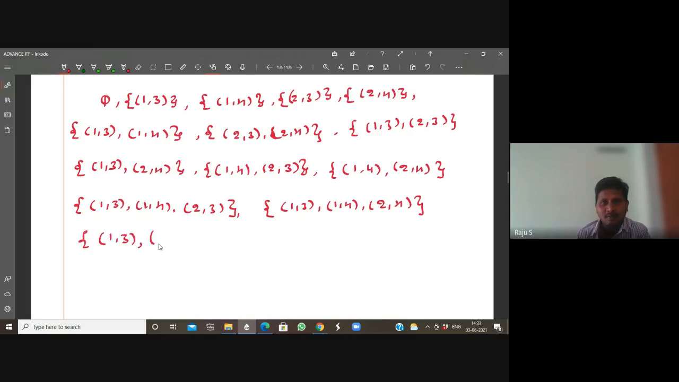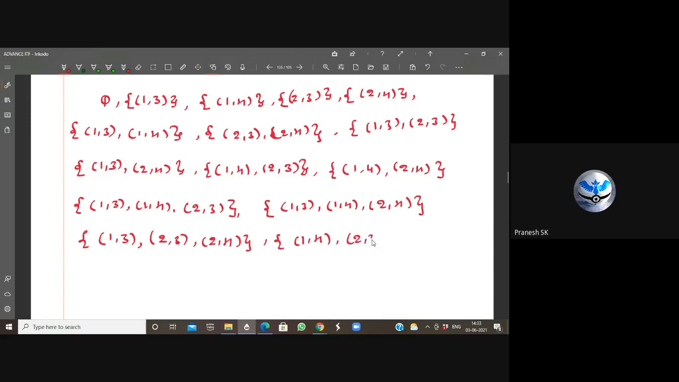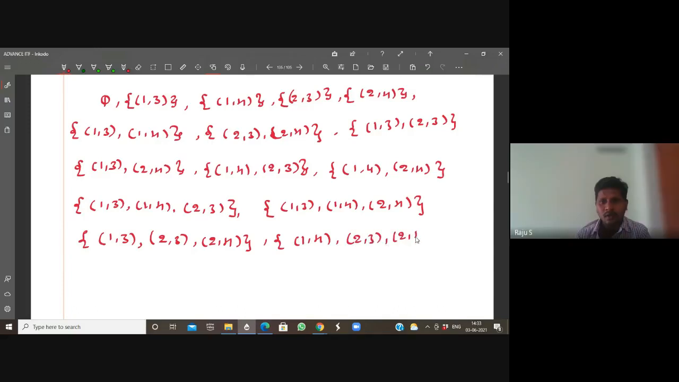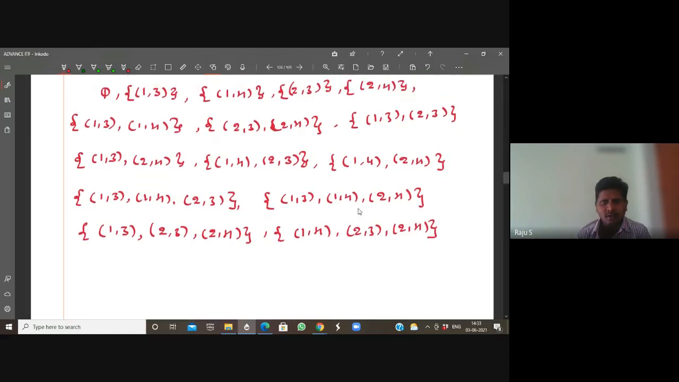1 comma 3, then 2 comma 3, 2 comma 4. Is it right? 1 comma 4, 2 comma 3, 2 comma 4. We can write very easily, right? No doubt. First the null set, then single ordered pairs, two ordered pairs, then three different ordered pairs. Any other three ordered pairs possible? That's it.